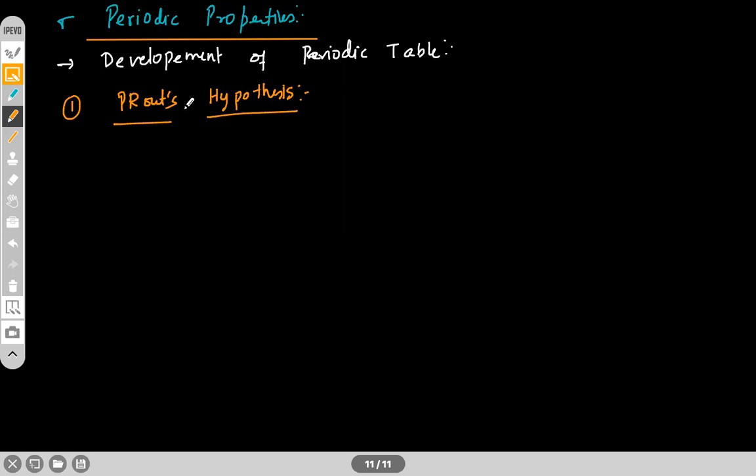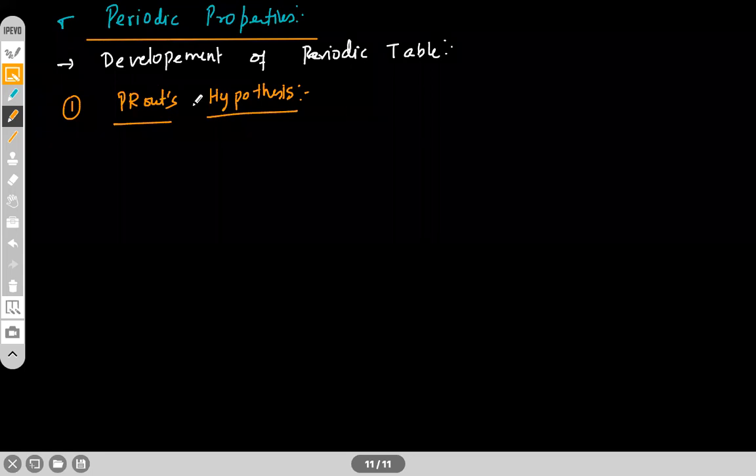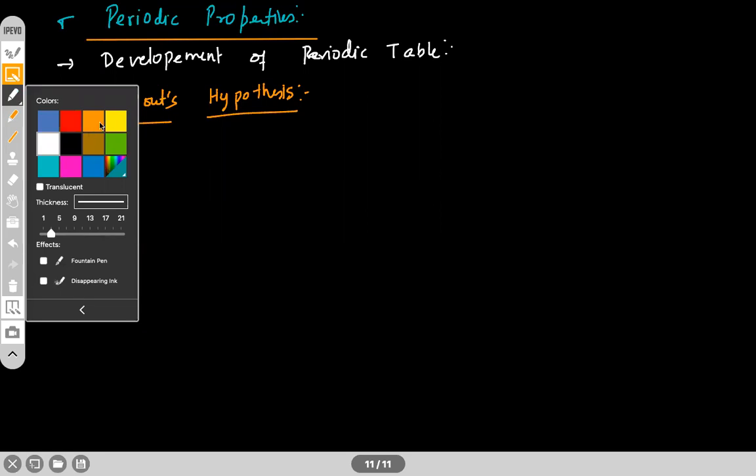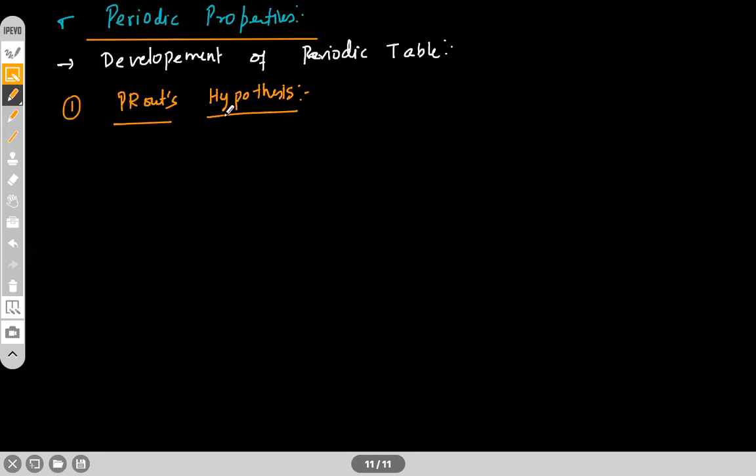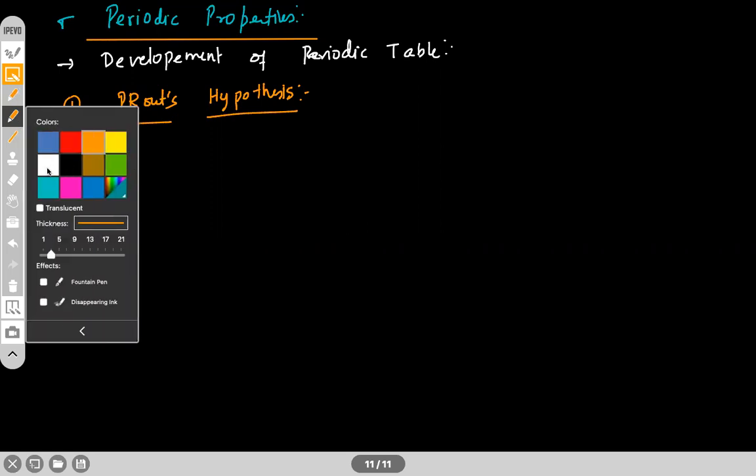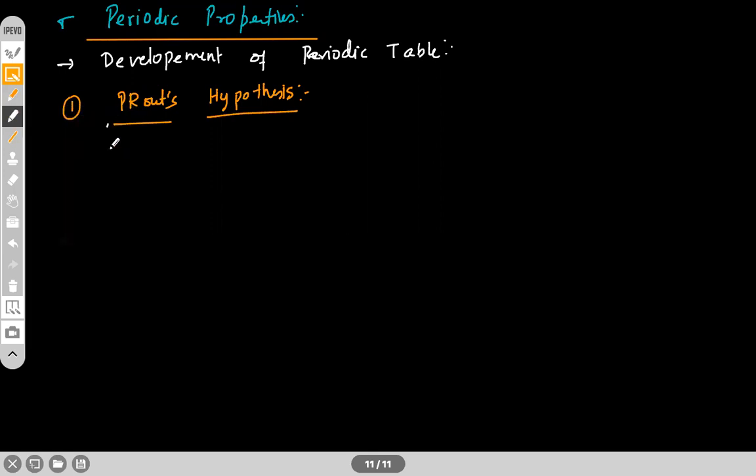So what he suggests is that all atoms in the world are made up of hydrogen only. Write down quickly. These things are not important. Even in the recent syllabus, they have changed this. This is not given in your syllabus. But for JEE, sometimes they ask questions on this, the background history of all this. That's why I'm doing this. Write down, all of you. According to this, all elements are made up of hydrogen.